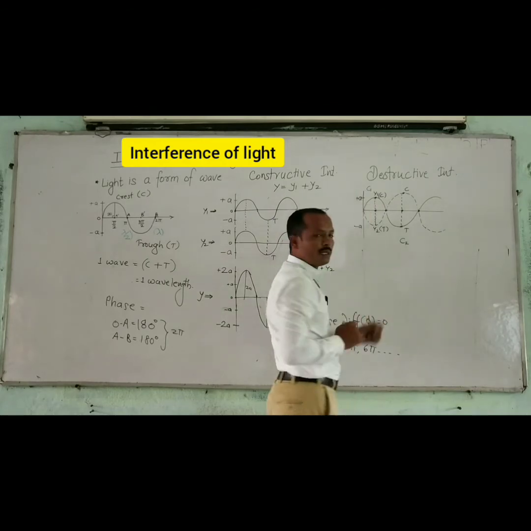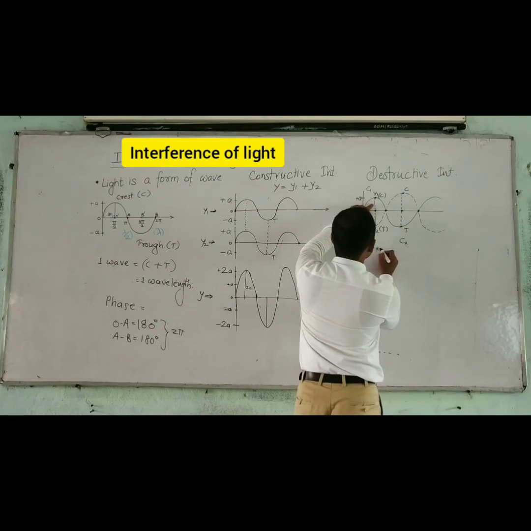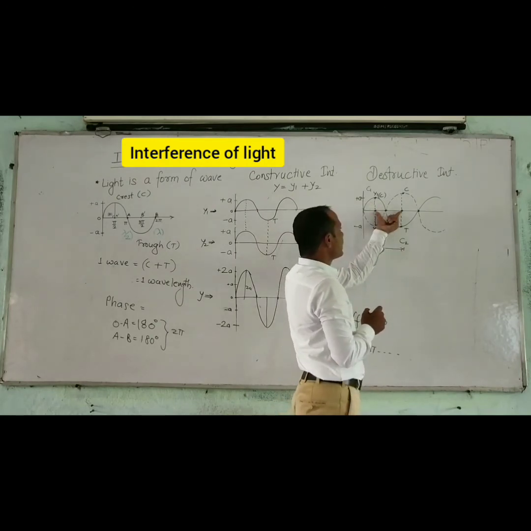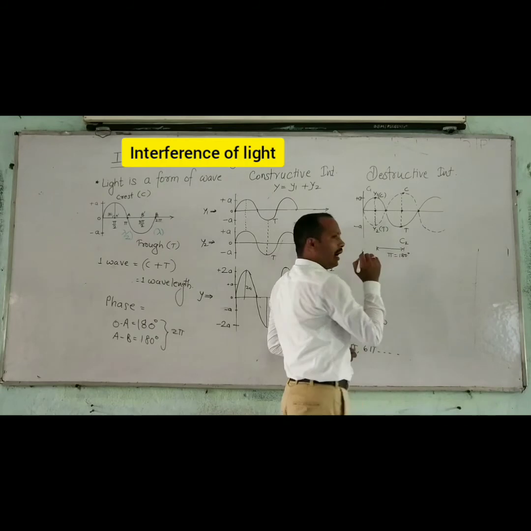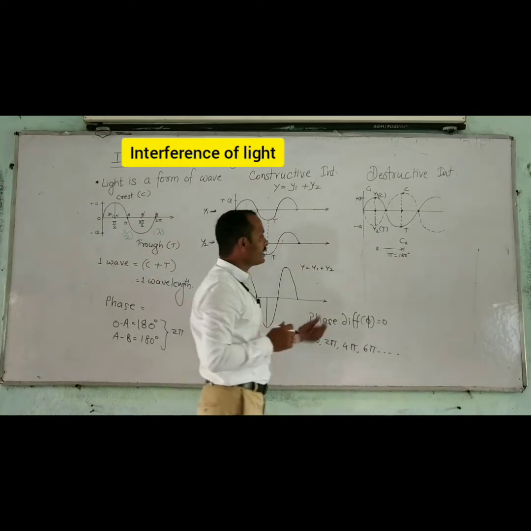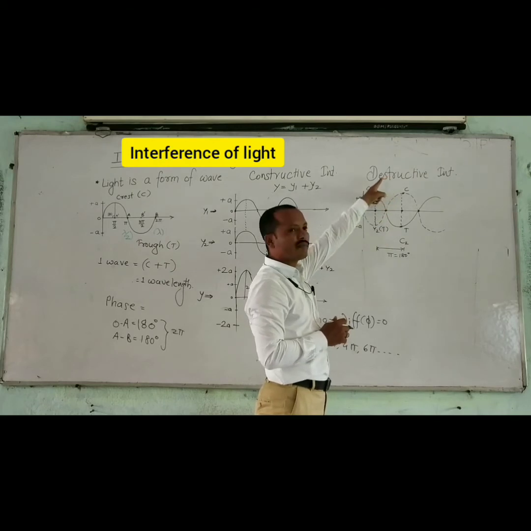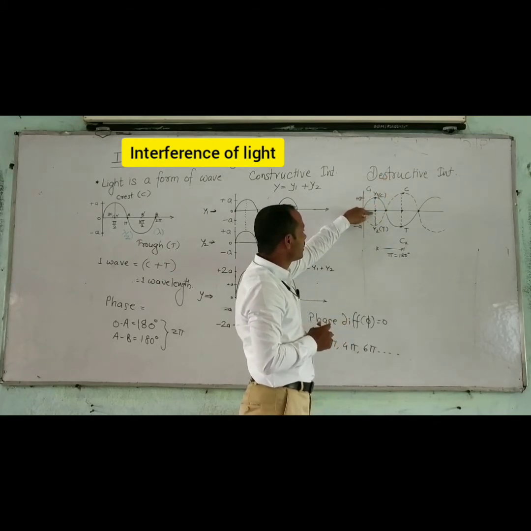What is the difference between the first crest? The difference is this, and this difference is exactly equal to 90 degrees. 90 degrees plus 90 degrees, we get 180 degrees, and therefore, when the phase difference is 180 degrees, we get destructive interference, because the crest of the one wave coincides with the trough of the other.